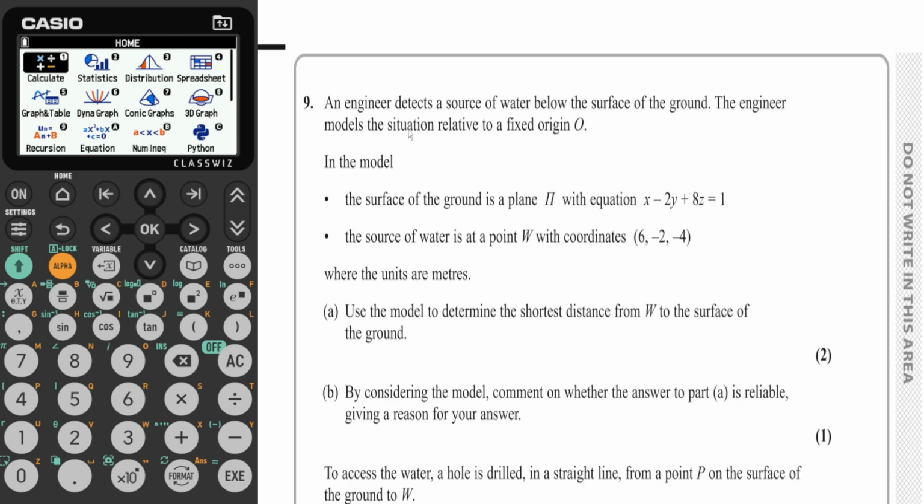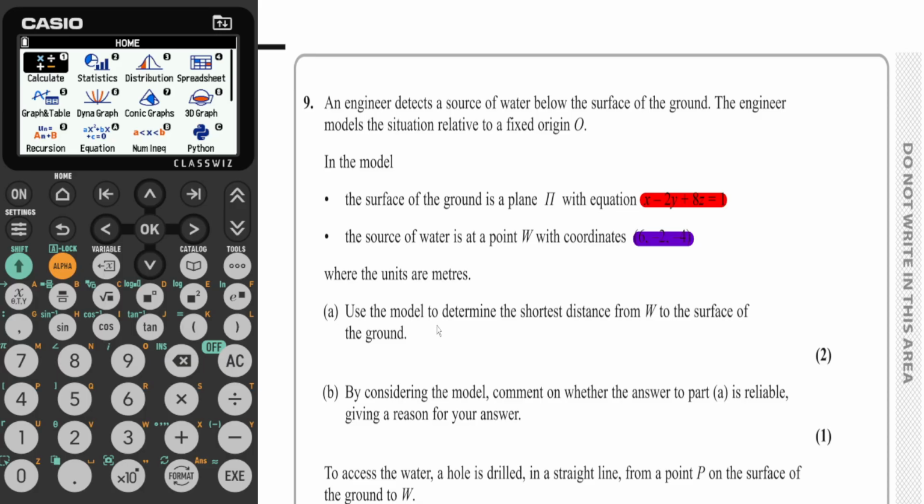Question number 9. An engineer detects a source of water below the surface of the ground. The engineer models the situation relative to a fixed origin O. In the model, the surface of the ground is a plane pi with equation x subtract 2y plus 8z equals 1. The source of water is at a point W with coordinates (6, -2, -4), where the units are meters.